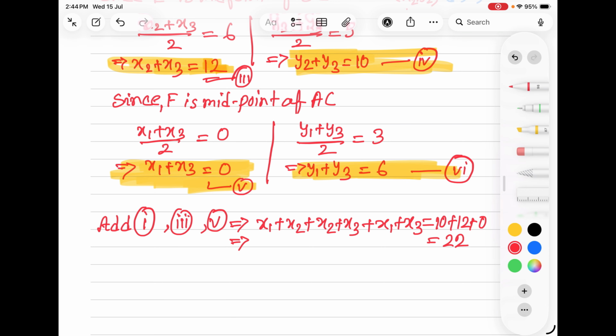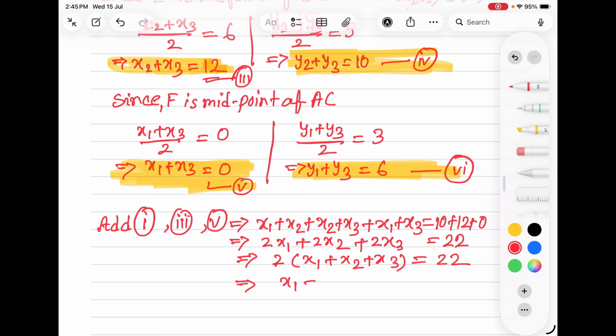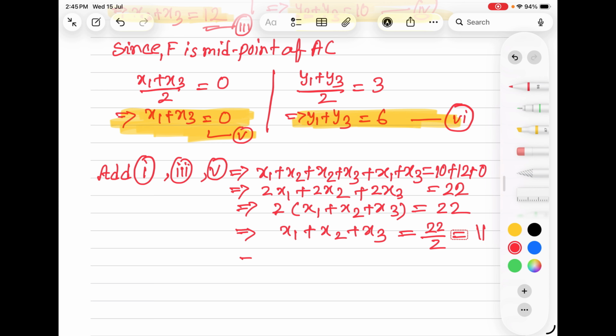Now on the left hand side we see x1 two times, so 2x1, plus x2 two times, 2x2, plus x3 two times, 2x3. Taking 2 common from these three terms, 2 times x1 plus x2 plus x3 equals 22. Dividing by 2, x1 plus x2 plus x3 equals 22 by 2, which is 11. So x1 plus x2 plus x3 equals 11.